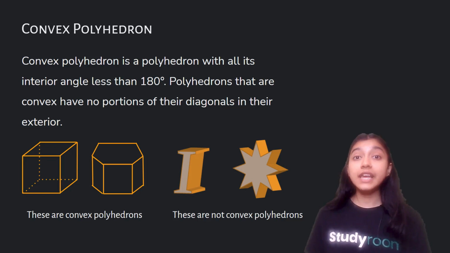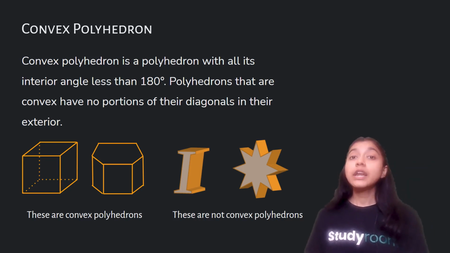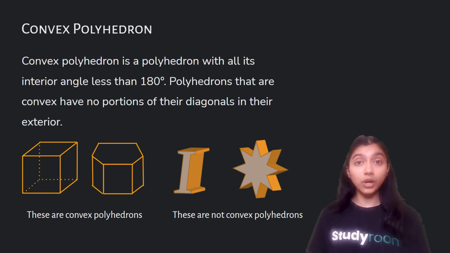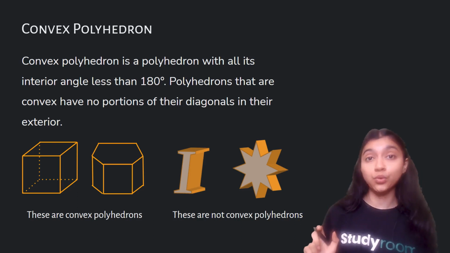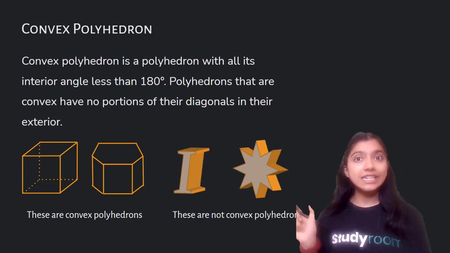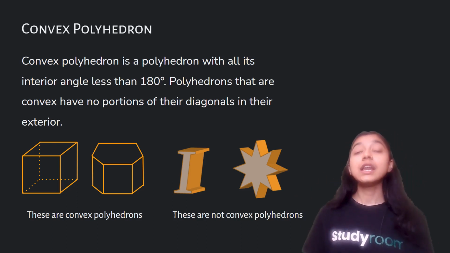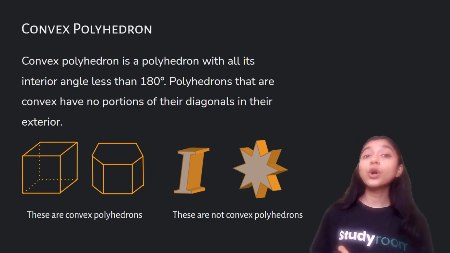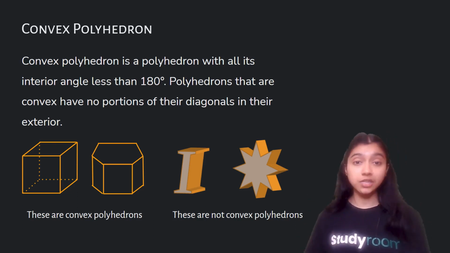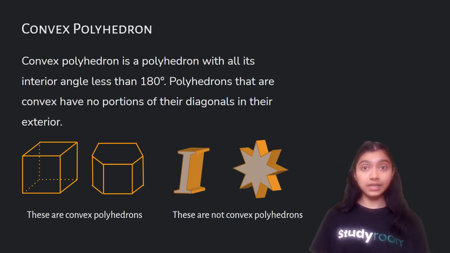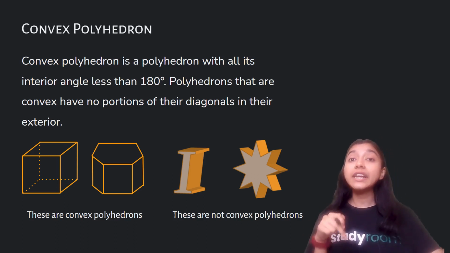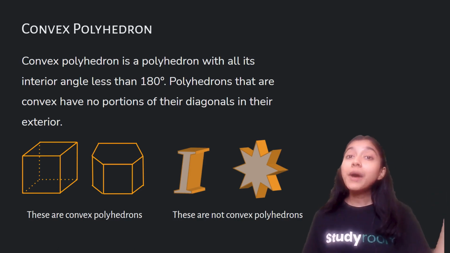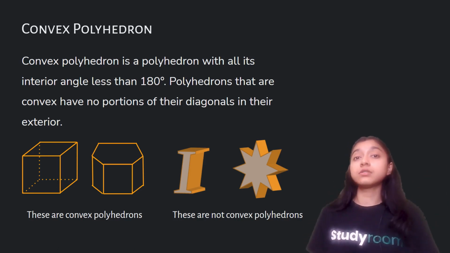Now let us discuss another subcategory of polyhedron, that is the convex polyhedron. A convex polyhedron is a polyhedron with each of its interior angles less than 180 degrees. So, whenever we have interior angles, each of them less than 180 degrees, that polyhedron will be known as a convex polyhedron. Another important thing is that the diagonal of a convex polyhedron will lie in the interior of the solid. No part of the diagonal will go outside the solid.